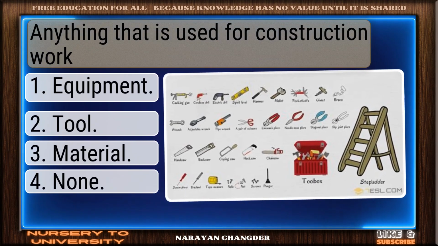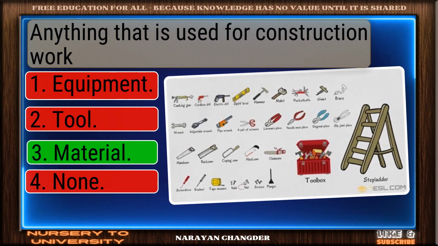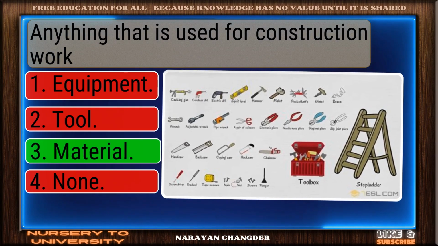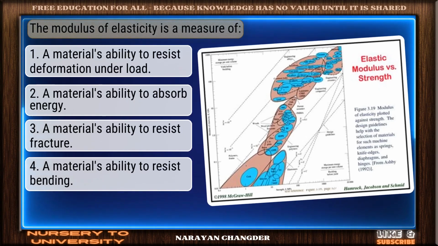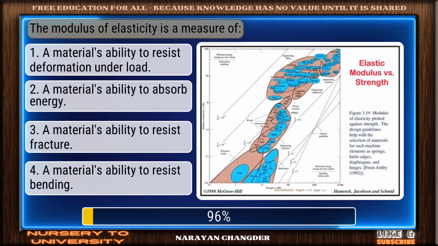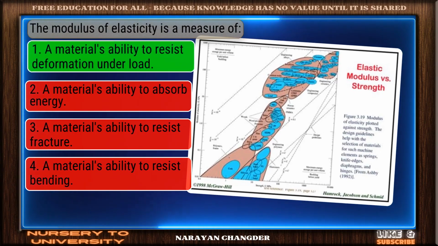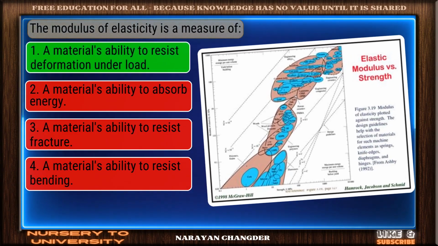Anything that is used for construction work. Well picked. Material is the correct answer. The modulus of elasticity is a measure of. Bravo! A material's ability to resist deformation under load is the answer.